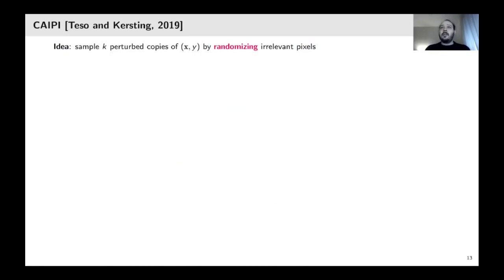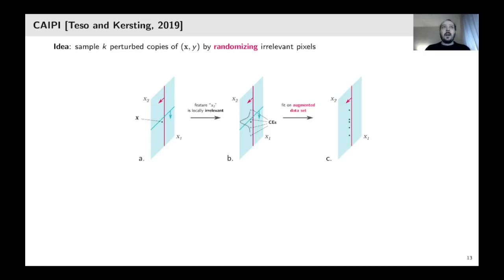Let us look more in detail at how counterexamples affect the learning process in CAIPI. In the image on the left, two hypotheses in red and blue both predict an instance X correctly, but they differ substantially in what features they rely on. Let us assume that the second feature, X2, is actually irrelevant according to the user.